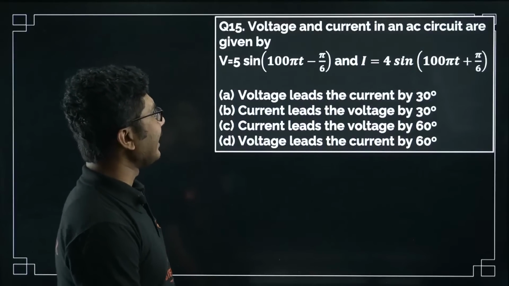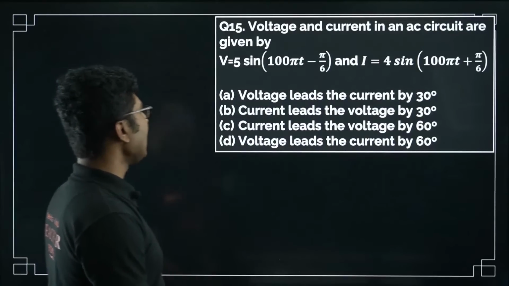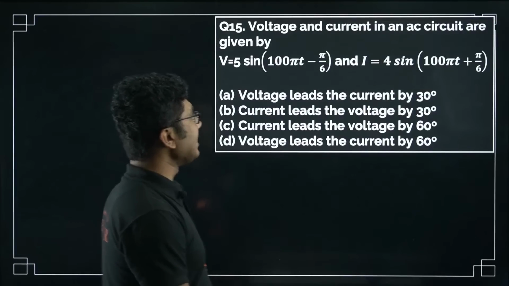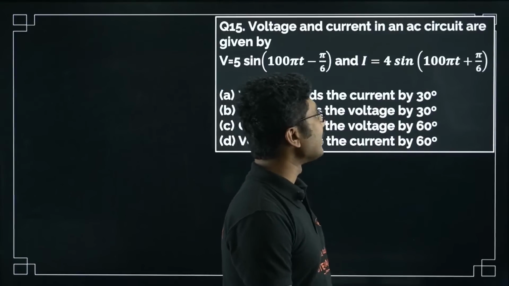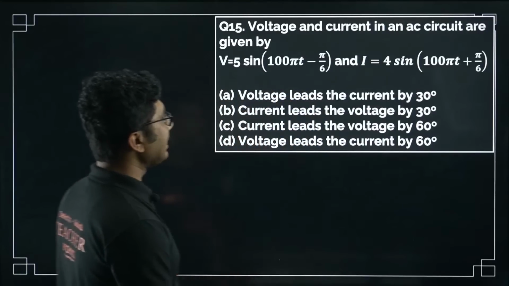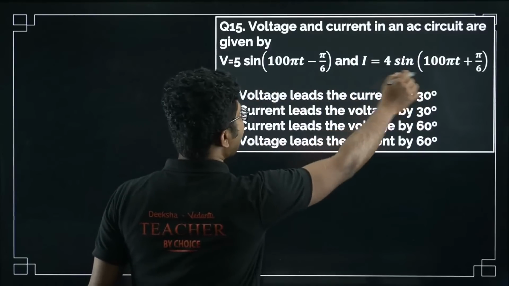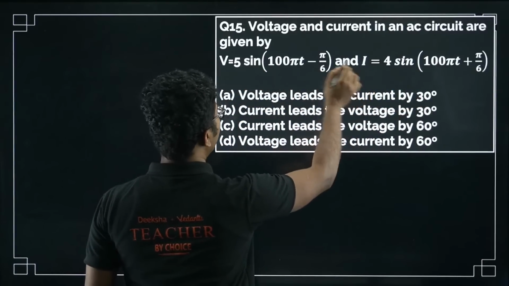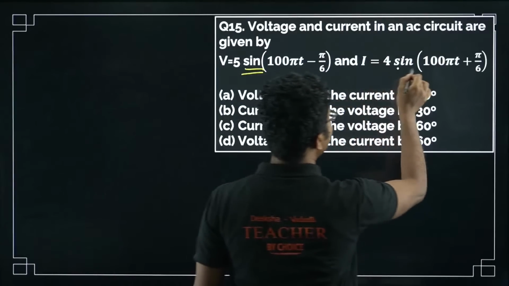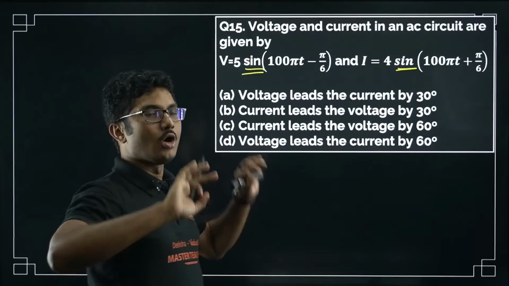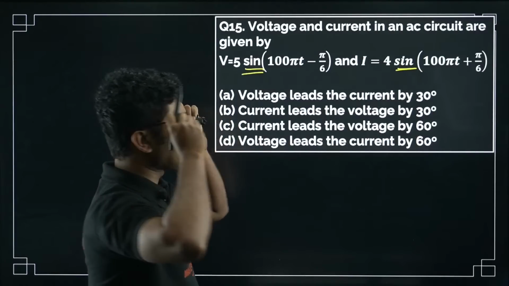Voltage and current in an AC circuit are given by V equals sin(100πt − π/6) and I equals 4 sin(πt + π/6). Now if you see, both current and voltage are given in sine units, which is very good. In case they are not, then you have to convert them into sine. Both of them should be in the same sine unit.